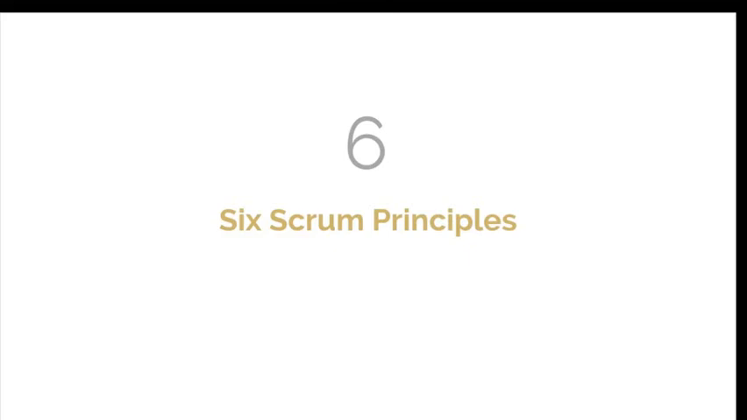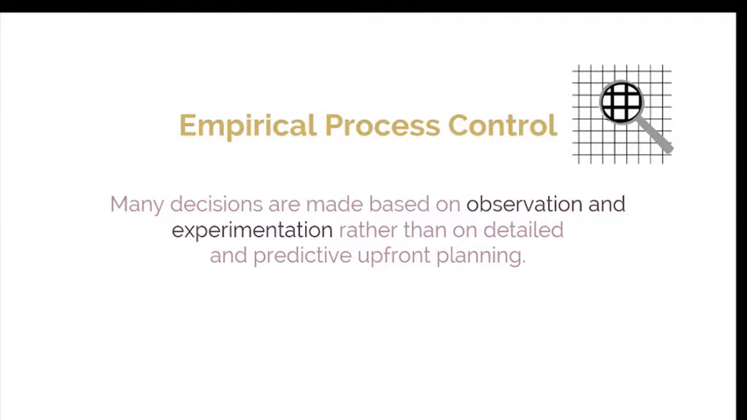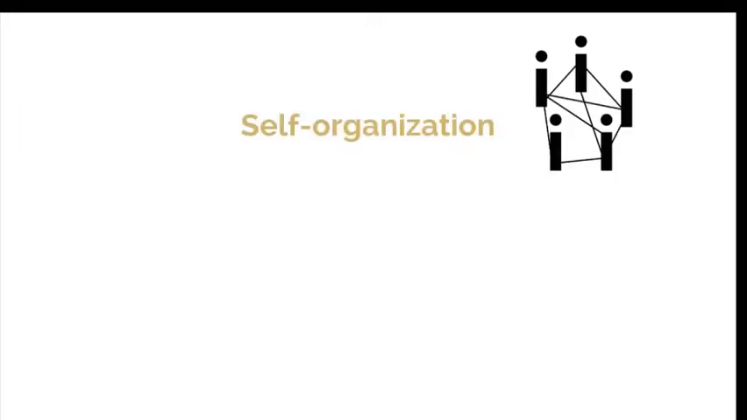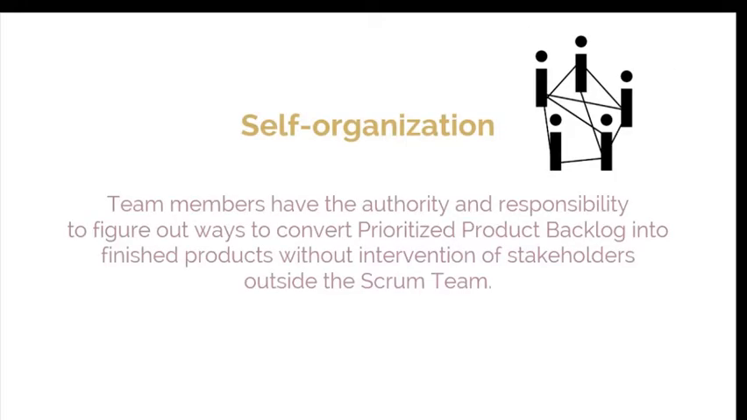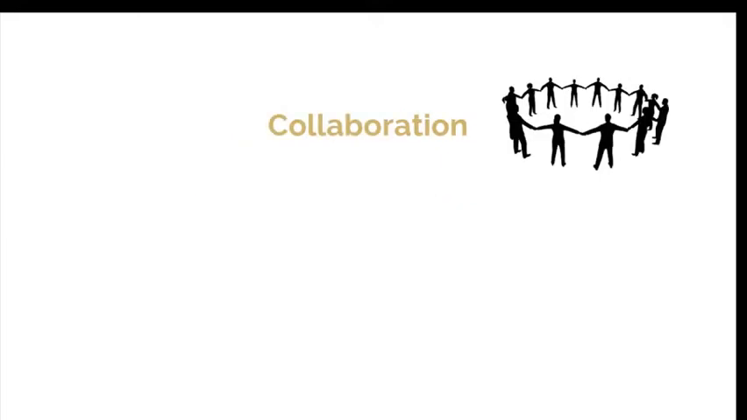The 6 Scrum principles include the following. Empirical process control, in which many decisions are made based on observation and experimentation rather than on detailed and predictive upfront planning. Self-organization, which implies that team members have the authority and responsibility to figure out ways to convert the prioritized product backlog into finished products without the intervention of stakeholders outside of the Scrum team.